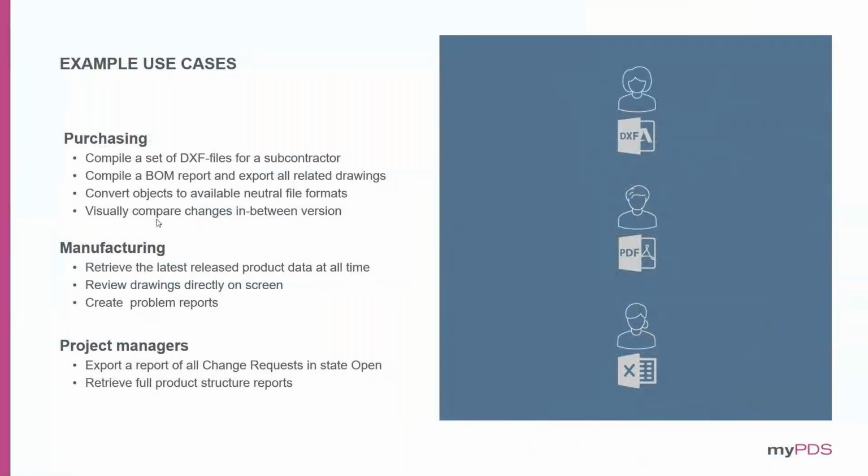So examples, of course, we just have three main departments that we're just touching right now: purchasing, manufacturing, and of course project managers. With purchasing, of course, now we want to go through and send off files to a contractor. They need DXF files, they need PDF files, whatever it is. As an individual using myPDS search, you can go in and retrieve that information. The top level assembly, find that top level assembly and collect all of the data underneath that. Compile bill of materials, you can convert objects to available neutral file formats.